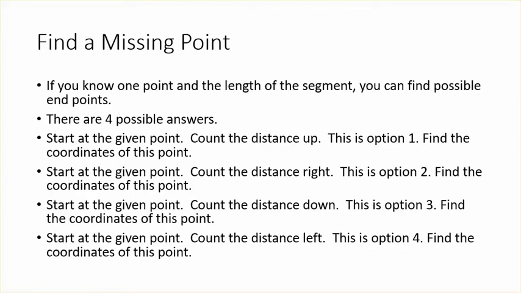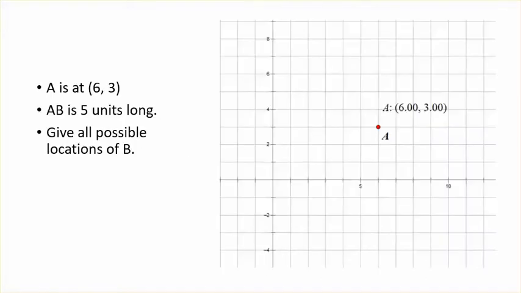Let's do one together. And again, this is really similar to what you'll do in number 5. So A is at (6, 3). B is 5 units long. Give all possible locations of B. Remember, we'll have 4 options. So we're going to start at A, and we know AB needs to be 5 units long. We start by counting up.